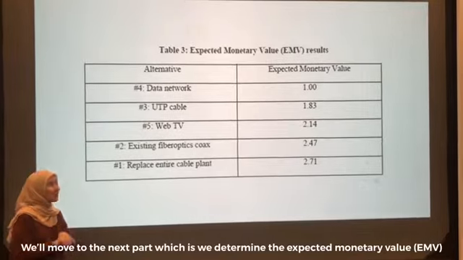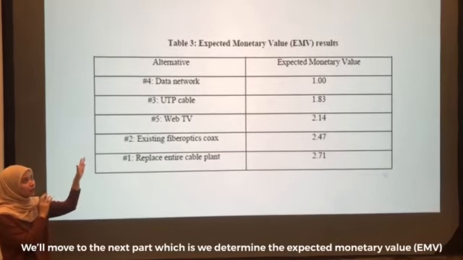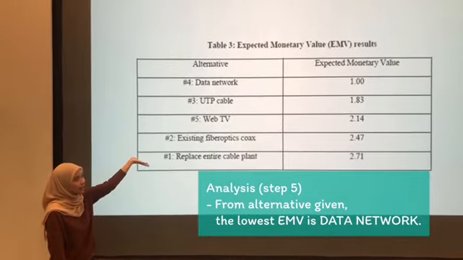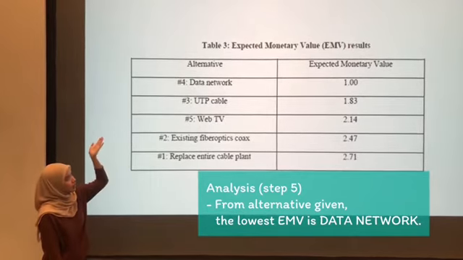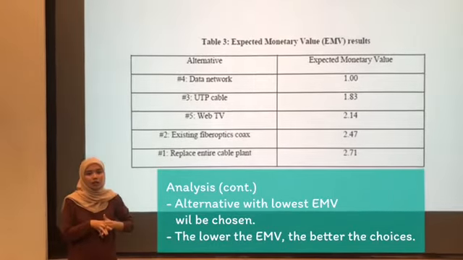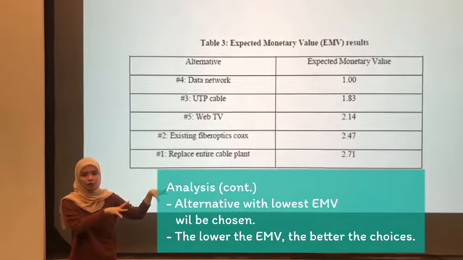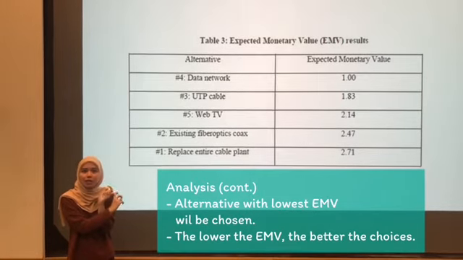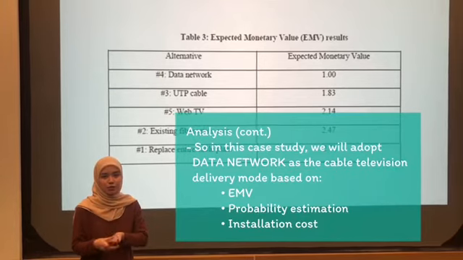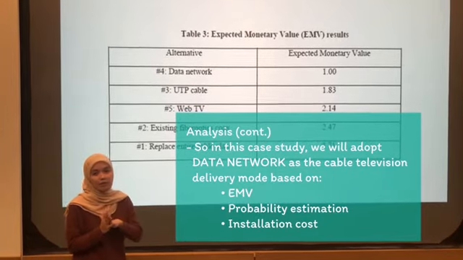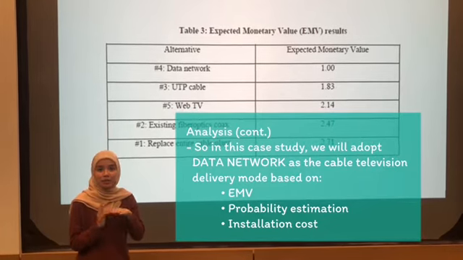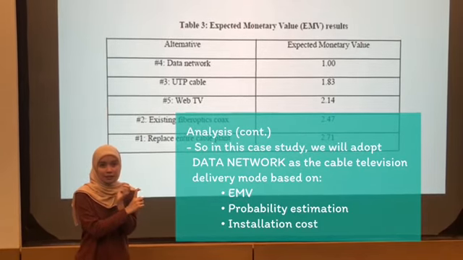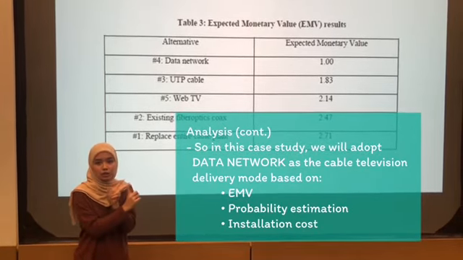We'll move to the next part, where we determine the expected monetary value, which is EMV. From the alternatives given, we can see that the lowest EMV is the data network. We will choose based on the lowest EMV. The lower the EMV, the better and more perfect the choice. So from this case study, we will adopt the data network as the cable television delivery mode based on the EMV, based on the probability estimation, and the last one is based on the installation cost.